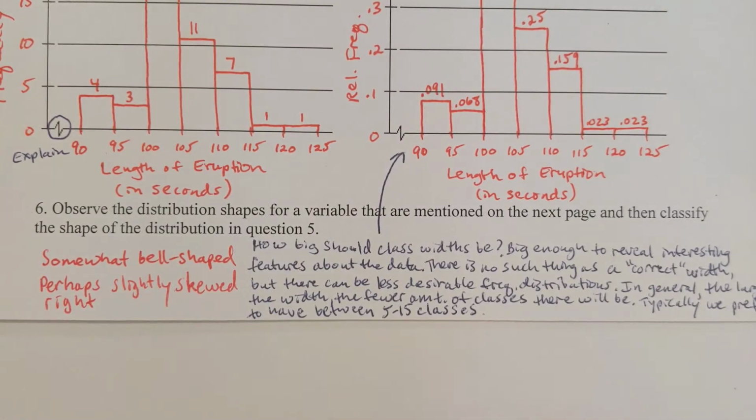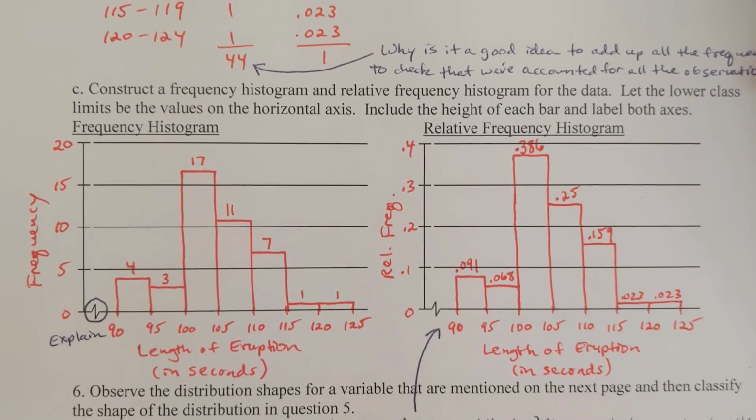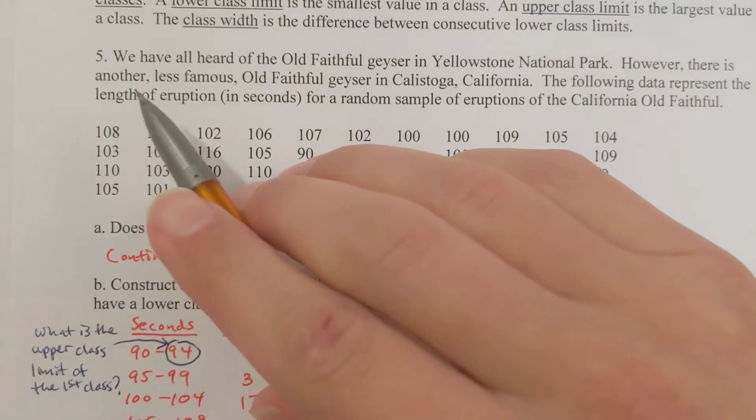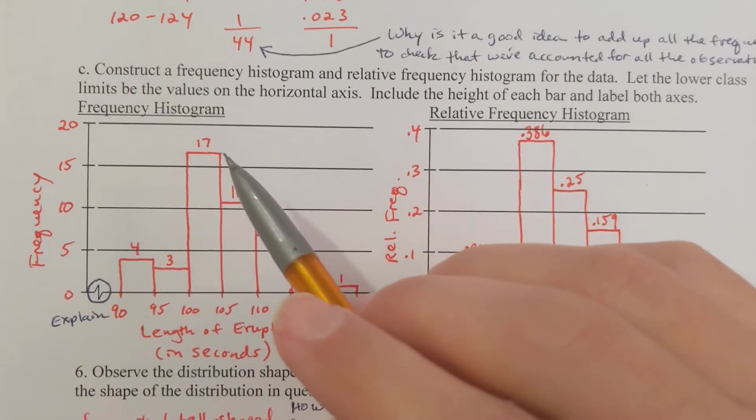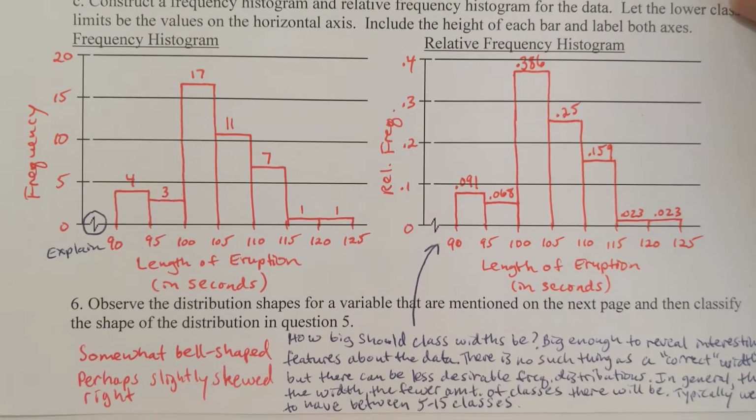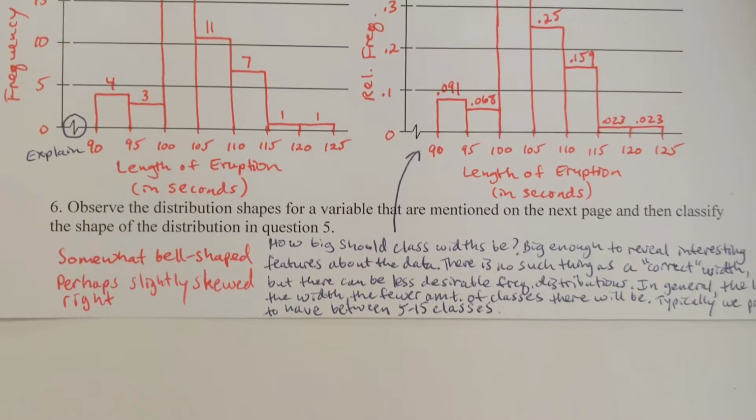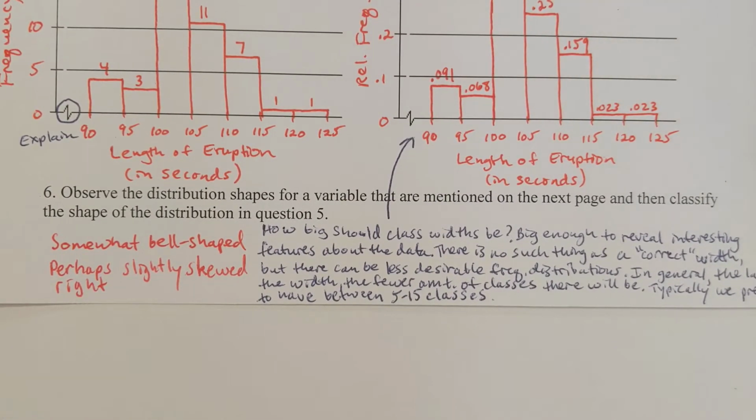Okay, we'll get back to section 2.2 here. We just finished problem 5, we made our histogram and relative frequency histogram. And remember that those will always be the same shape, okay? Now, problem 6, they want us to observe the distribution shapes for the variables mentioned on the next page, and then classify the shape of the distribution in question 5.